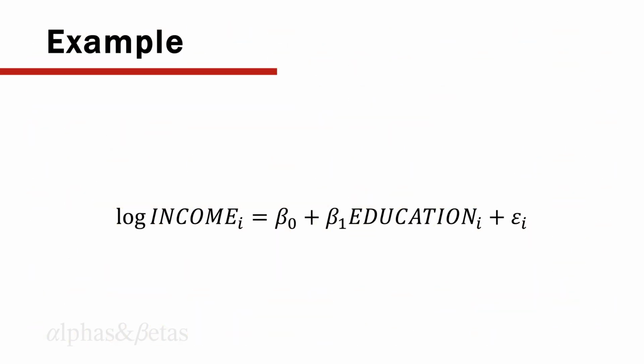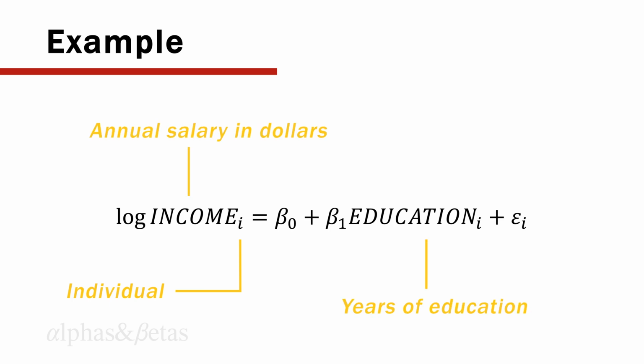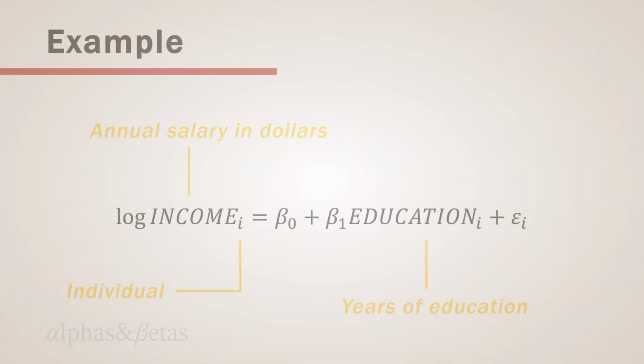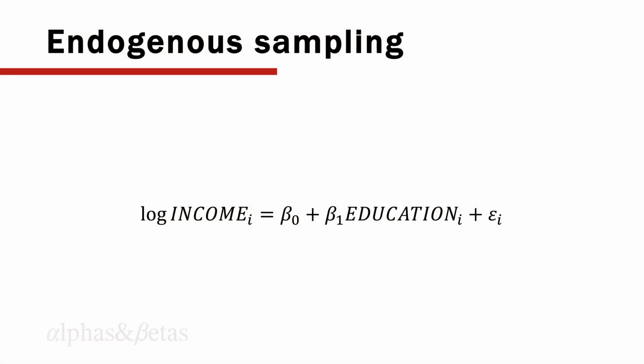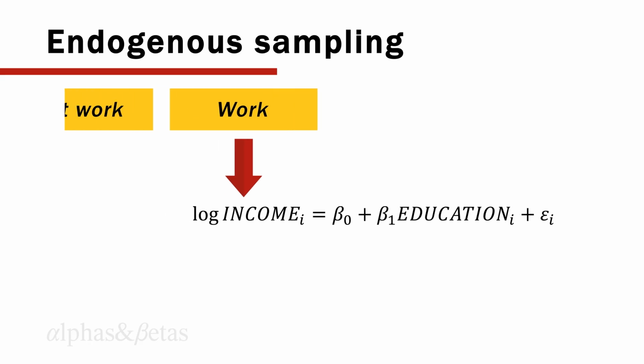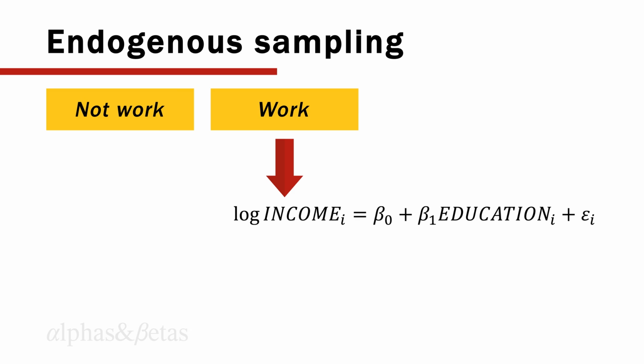Another classic example of endogenous sample selection is modeling income based on education. For each individual i, income is their annual salary in dollars, education is their number of years of education, and epsilon is the error. James Heckman received the Nobel Prize for his work on this problem. We only observe income if the individual is working. If they're not working and accept a job offer, we can observe their income once they take the job. Therefore, the income we observe is from offers that individuals have accepted. However, if a person receives an offer but rejects it, we don't observe their income level.